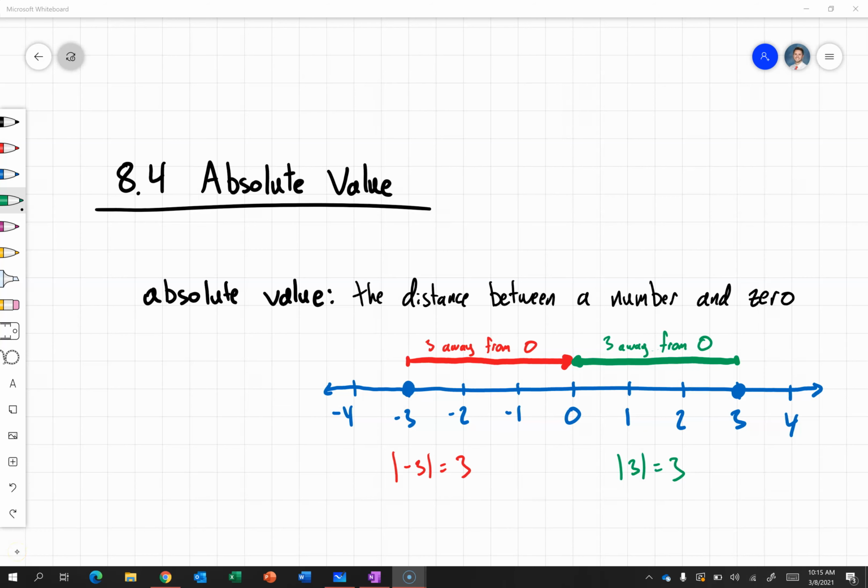Let's take a quick look at absolute value. So absolute value is simply the distance between a number and 0.